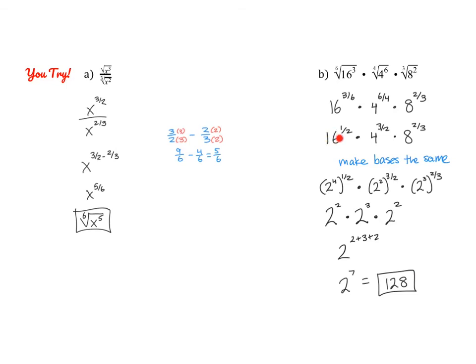Again, this only works because these three bases happen to all be powers of 2. If they don't have the same base and you can't rewrite them, it means you can't multiply them together, and that's okay as well.